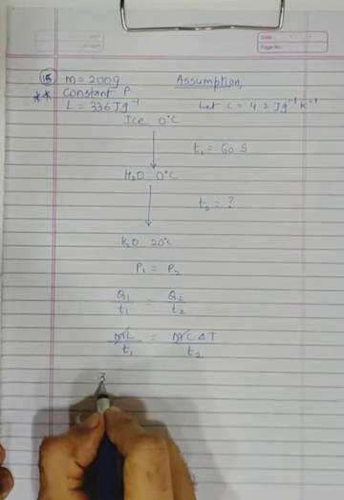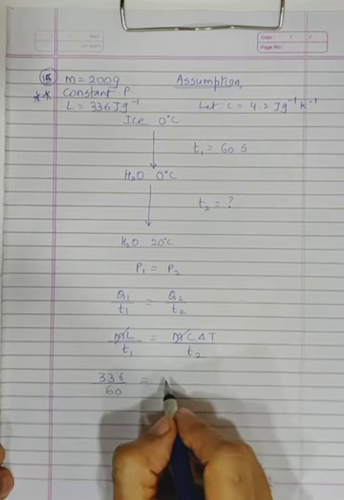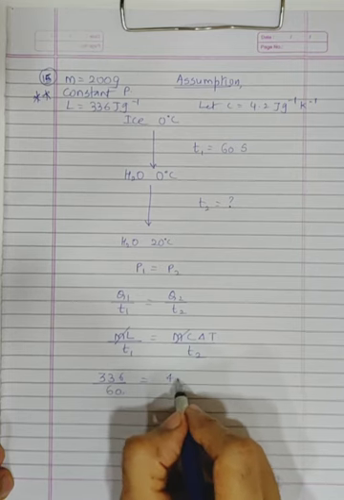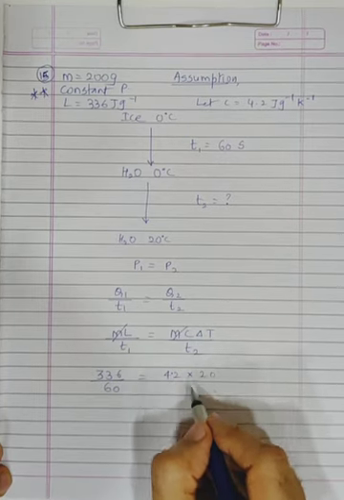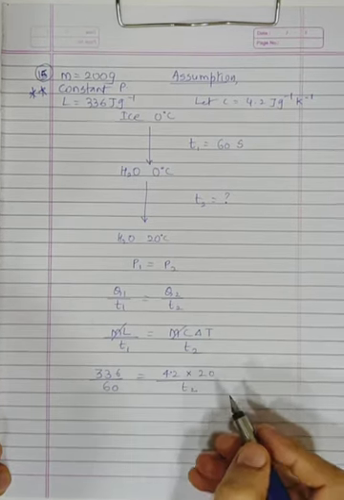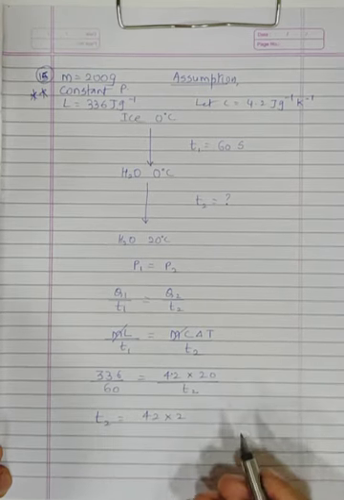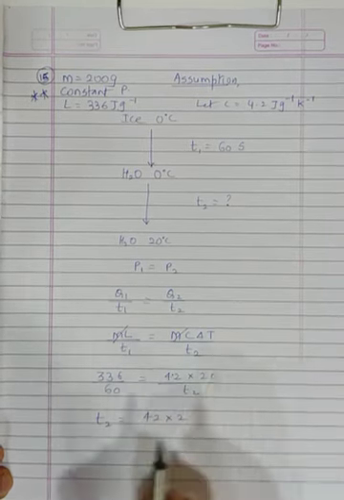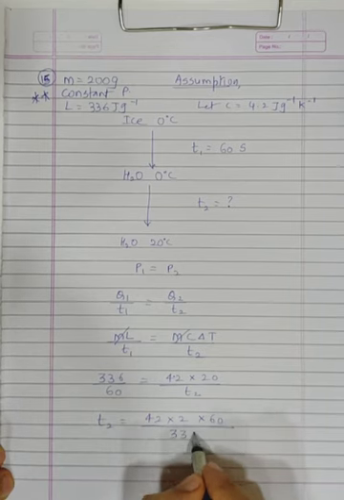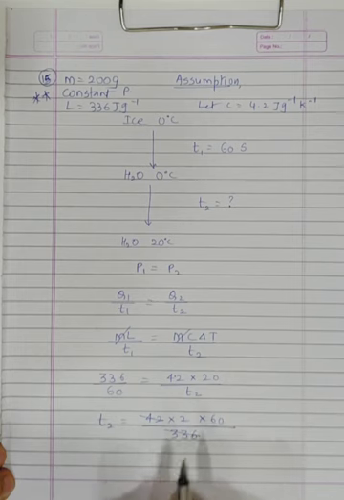Just substitute now. L is 336, T1 is 60, C is 4.2, delta T is how much? 20, and upon T2. On cross multiplying, you will get T2 is equal to 42 into 2. I shifted this decimal and I removed this 0, so it became 42 into 2 into 60 upon what? 336. If you remember, I told you in the beginning, 42 ones are 42, how many times?